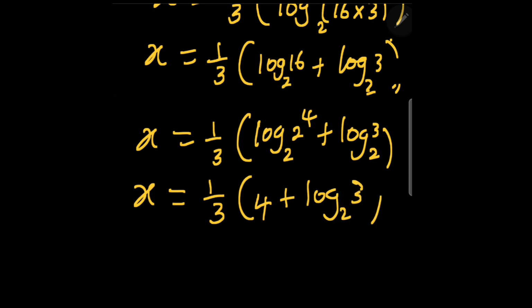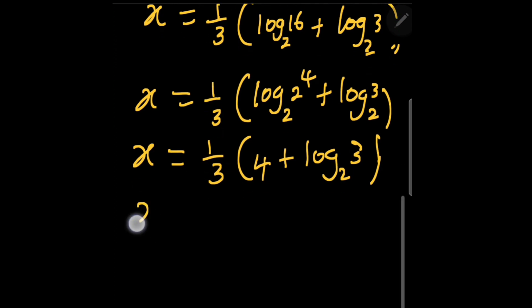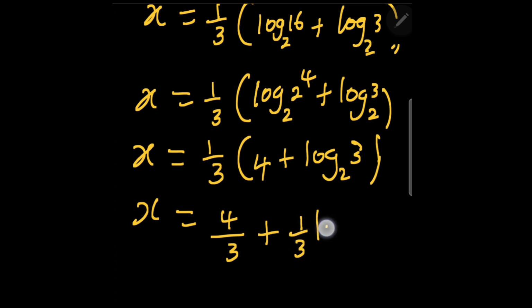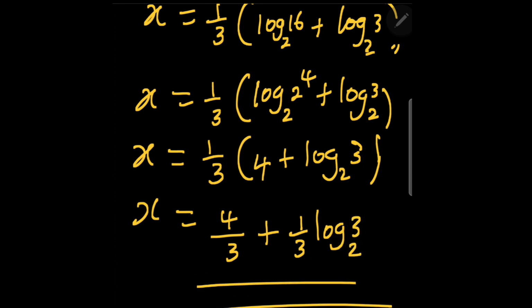So now finally we're going to use this 1 over 3 outside the bracket to open this bracket. So we're going to have x equal to 1 over 3 multiplied by 4, which gives us 4 over 3, then plus 1 over 3 multiplied by log 3 to base 2, which is 1 all over 3 log of 3 to the base of 2. And here is the value of x that satisfies this exponential equation.